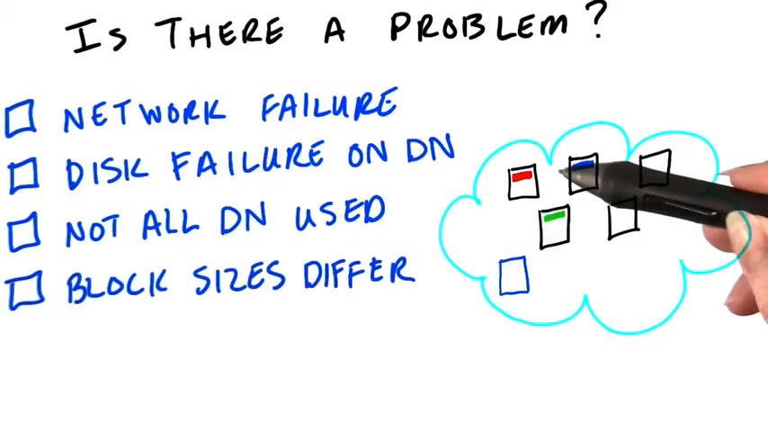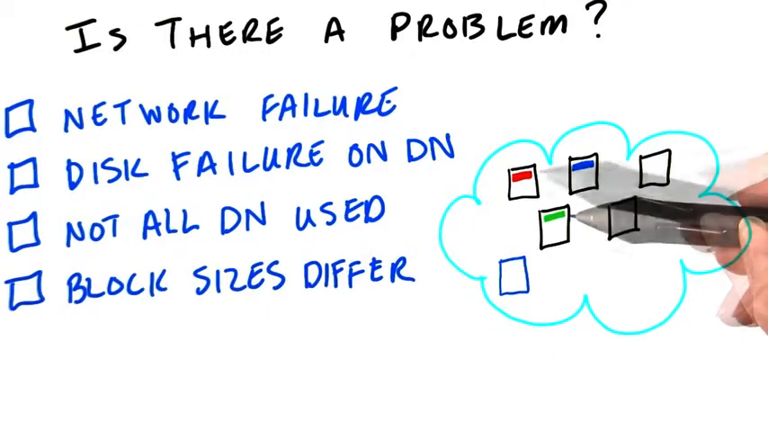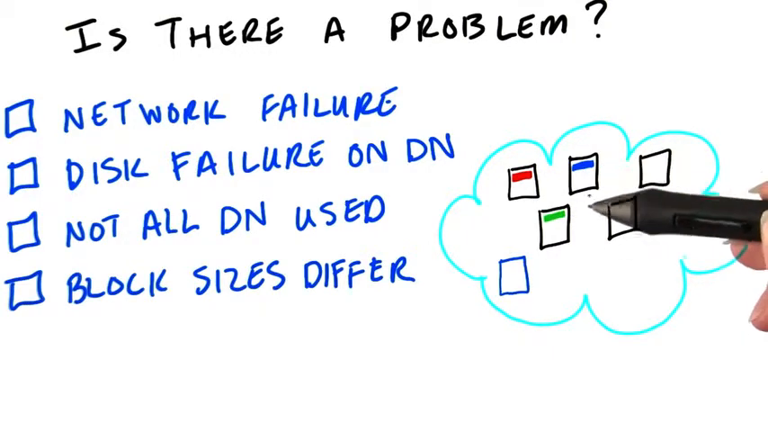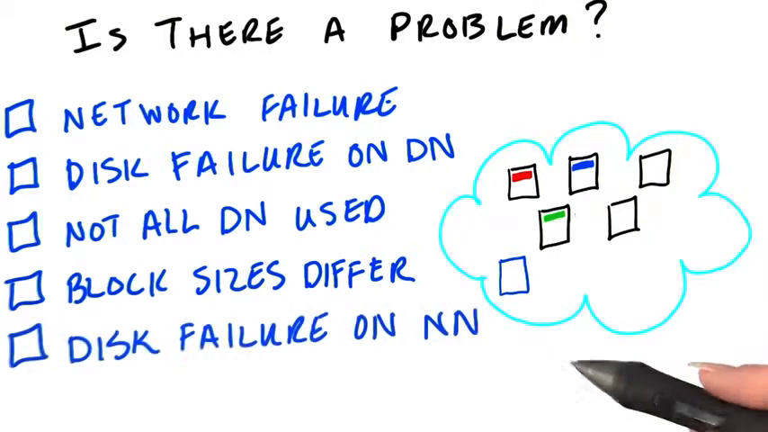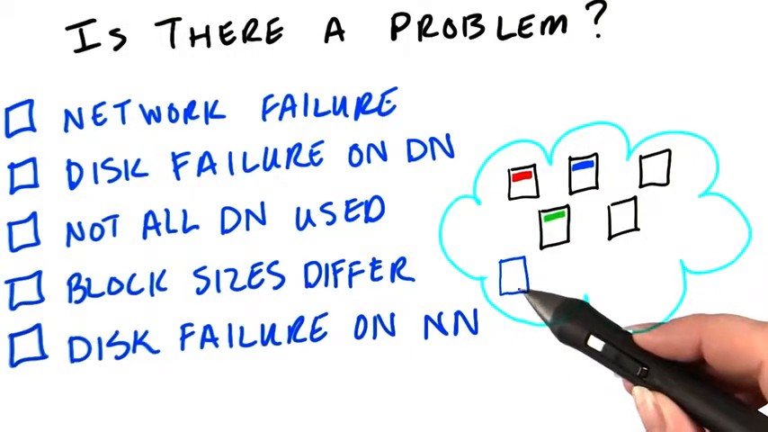Or could it be a problem that the block sizes differ? Two of them are 64 megabytes, but one was only 22 megabytes. Finally, do you think it'd be a problem if we had a disk failure on the name node?